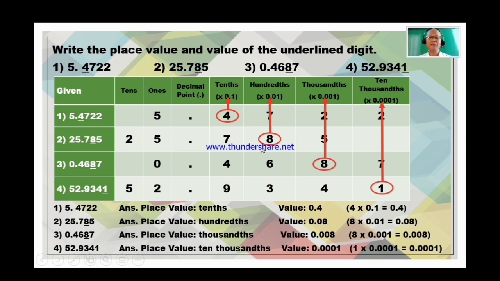Okay. Number 3, our place value of 8 again is thousands, correct? Thousands. And how are we going to write the value of these 8,000s, 8,000s or 0.08. Three places. 8,000s. No more writing the rest of other numbers.